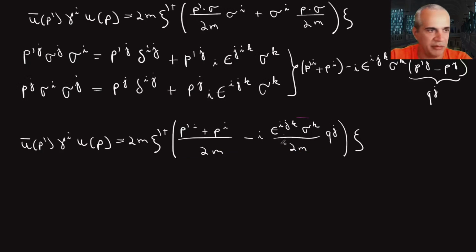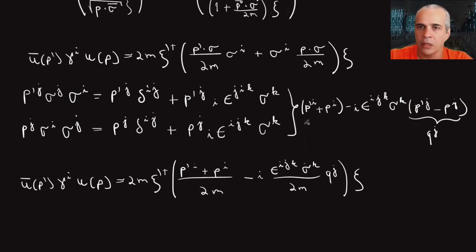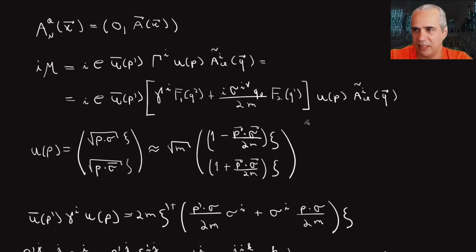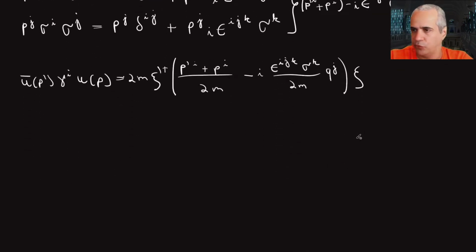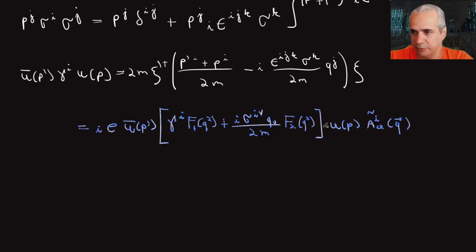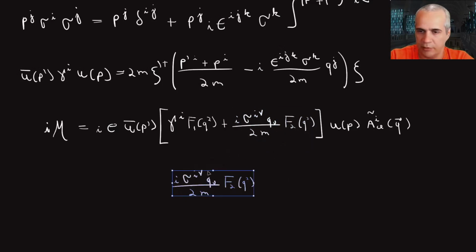So I'll stick with the other one. And now I write both terms. If I go back here, let me copy it. Let me take this whole thing here and move down here. This is just i M. And now I have these two parts. Let me move the one that depends on F2 down here.